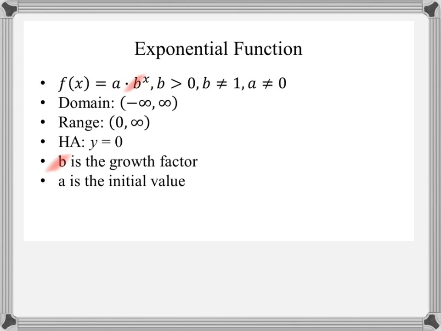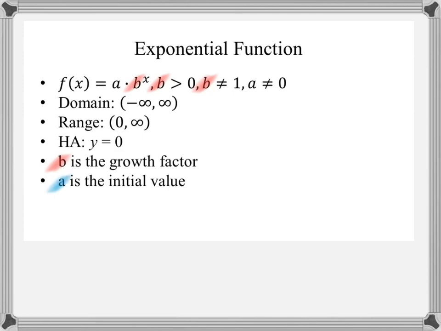So the growth factor, the b, must be positive, and it cannot equal 1. If it equals 1, then we don't really have an exponential function, we just have a constant. If b is negative, we have something that goes back and forth between positive and negative values, and I don't even really know what the graph of that would truly look like.